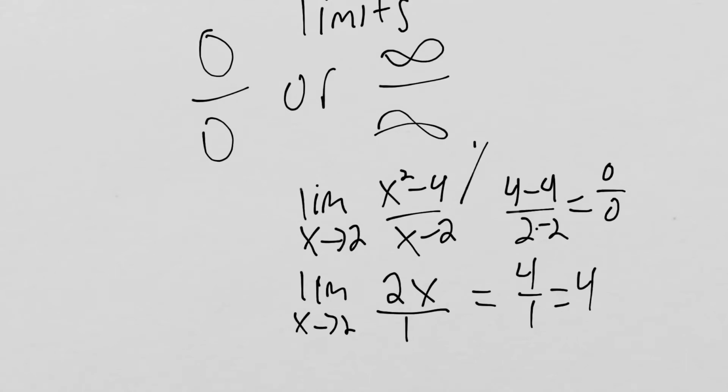So we can say that this limit is equal to 4 because we applied L'Hopital's rule to figure out what it was when we ran into our 0 over 0 issue. So the limit as x approaches 2 of x squared minus 4 over x minus 2 is equal to 4, and we determined that by applying L'Hopital's rule.